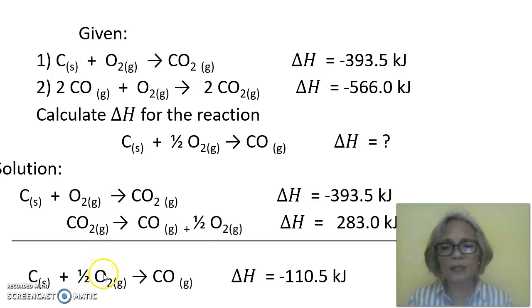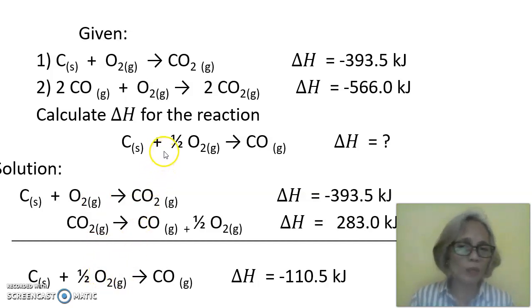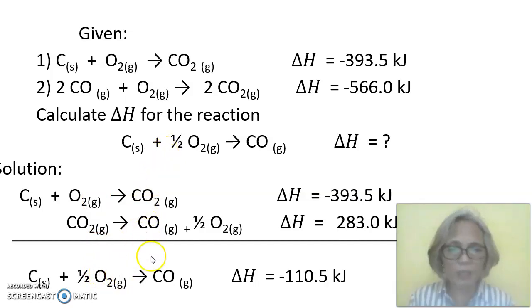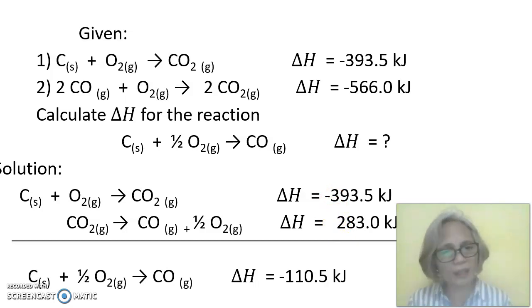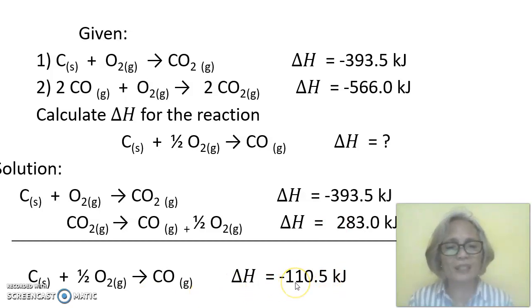So look at the equations. We now have what we wanted in the first place. And what is the delta H? Delta H will simply be the sum of these. We copy delta H from the first equation, divide delta H from the second equation by 2, and get the opposite sign. So overall, we have a value of negative 110.5 kilojoules.